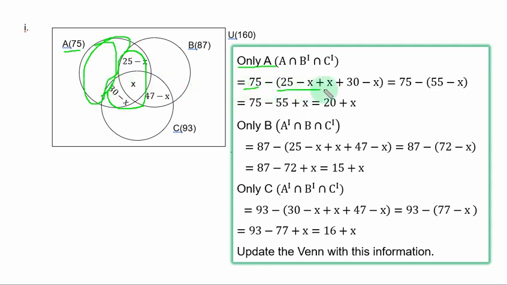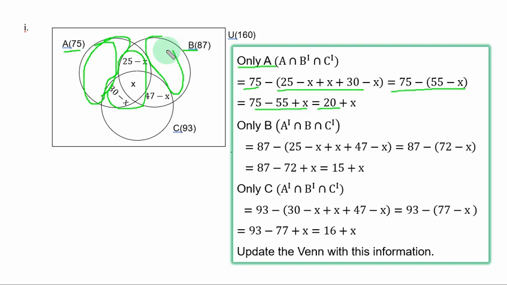That is what you have here. That simplifies to this. If you open the bracket with a minus sign, you have this result, and that is 20 plus S. Now let's get only B, just this part. Those that have pens are 87.